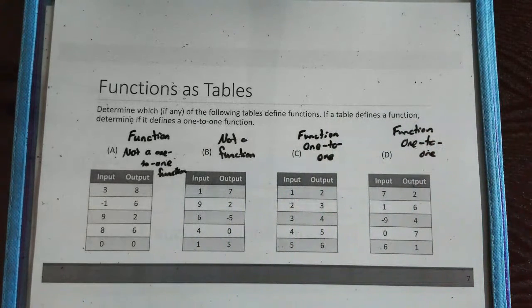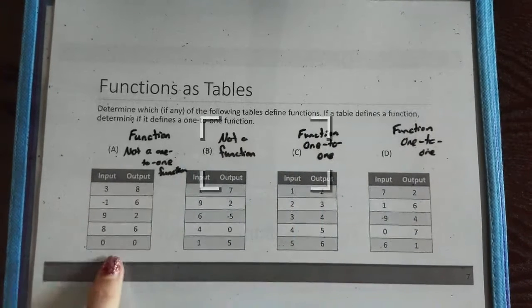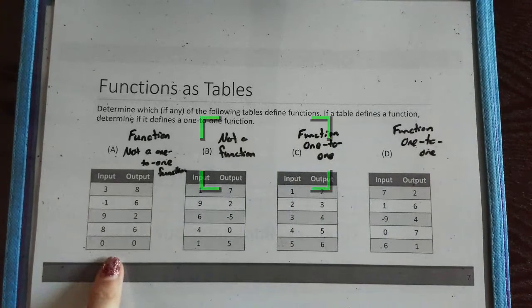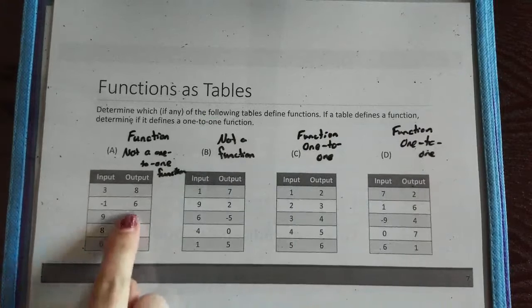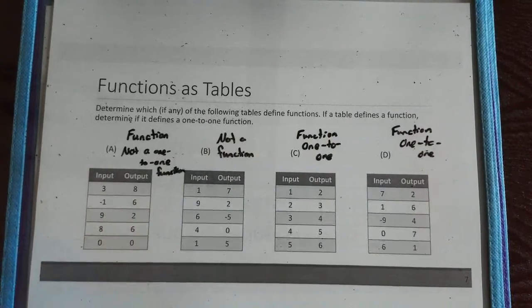So in this slide, we get to see the different ways this can happen. We could have a one-to-one function where each input has only one output and each output has only one input. We saw a function that was not one-to-one because of our output 6. It had two different inputs. That makes it not one-to-one. And then this table B here was not a function in the first place because we had the input 1 that had two different outputs. That makes it not a function.